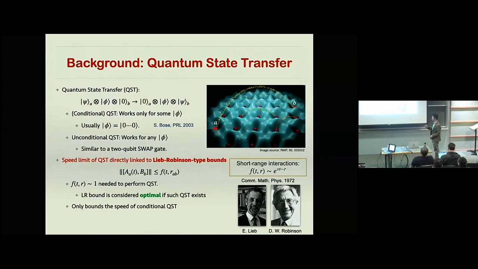Unfortunately, the Lieb-Robinson bound can only bound the speed of conditional quantum state transfer. The reason is simply that the norm we use here is the operator norm. Basically, it takes the expectation value of some operator, which I'm assuming is Hermitian here for simplicity, and maximizes this value over all possible states phi. So this means even if the Lieb-Robinson bound is optimal, we can probably only find a quantum state transfer that works for some particular initial state, because we want to maximize this operator norm.